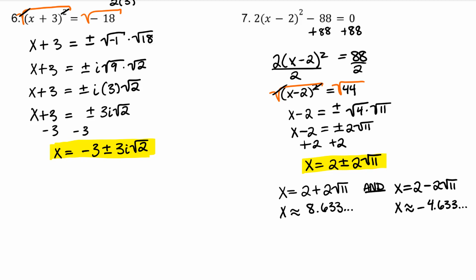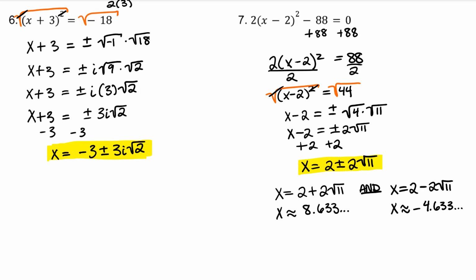Because you are not allowed to use a calculator, you won't be asked to give decimal approximations, but if this were a real-life problem, decimal approximations might give you a better sense of what your answer is coming out to be. And that is solving quadratic equations with square root property of equality.